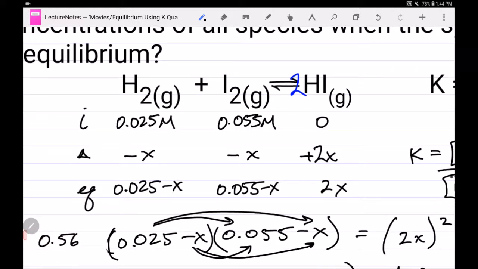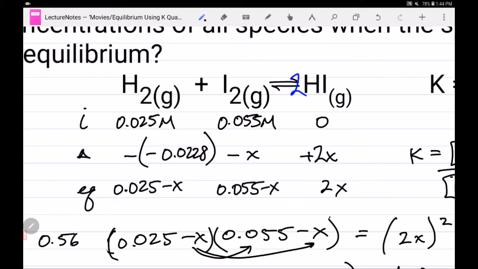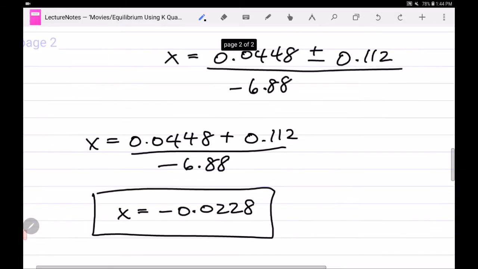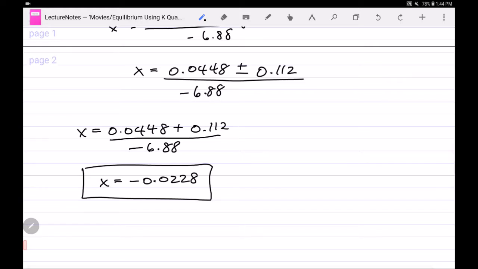It goes in our ice chart. x is the change from the initial to the equilibrium concentration. So if x is negative 0.0228, then the hydrogen's concentration isn't decreasing, it's increasing, but that's the opposite of what it should be doing. So our solution to the quadratic equation that is negative is invalid. x cannot be a negative number for this.